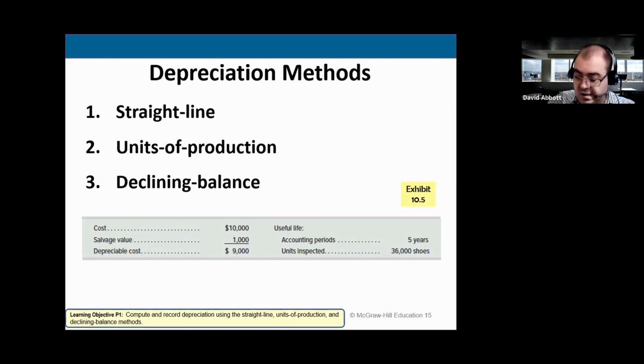We use this to illustrate depreciation using the 3 methods listed. Let's begin by looking at straight line depreciation. So we see here that they purchased a machine. It's going to cost $10,000. We'll only be able to get $1,000 for it once we scrap it, probably scrap metal price. So depreciable cost is $9,000. It will be used for a useful life of 5 years, and the units that it will inspect are 36,000 shoes.